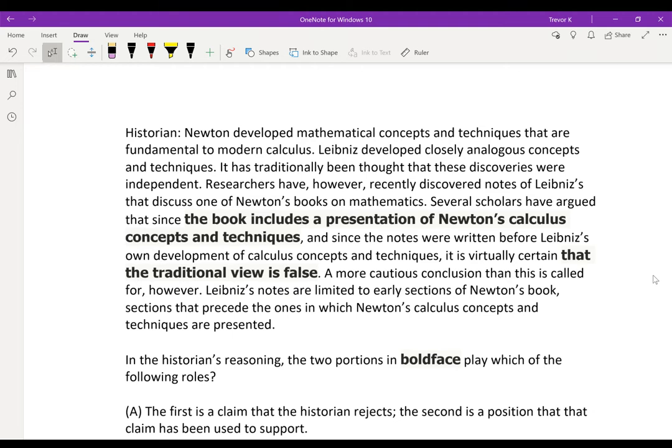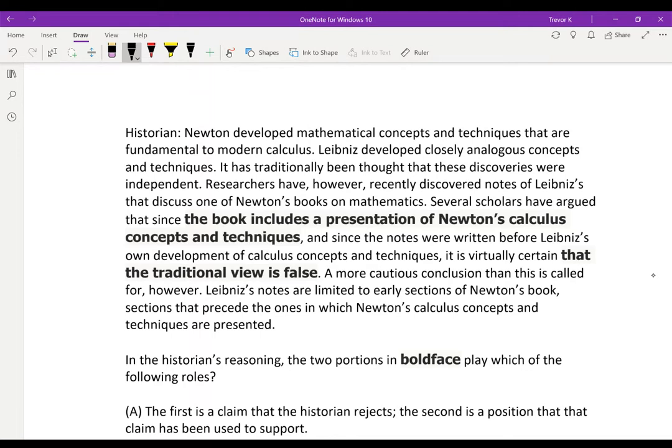Several scholars have argued that since the book includes a presentation of Newton's calculus concepts and techniques, and since the notes were written before Leibniz's own development of calculus concepts and techniques, it is virtually certain that the traditional view is false. A more cautious conclusion than this is called for, however. Leibniz's notes are limited to early sections of Newton's book, sections that precede the ones in which Newton's calculus concepts and techniques are presented. So here we've got reasoning and conclusion again.